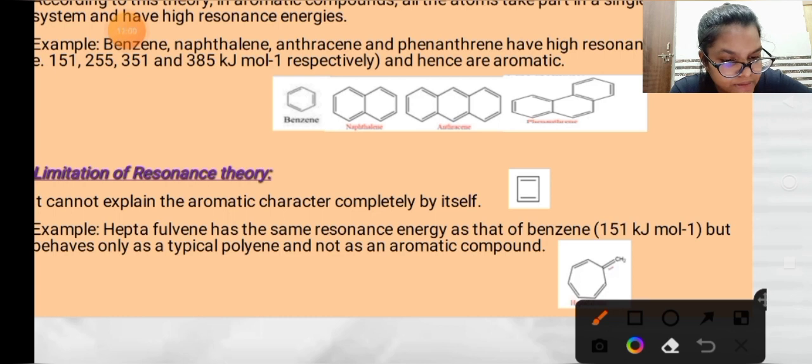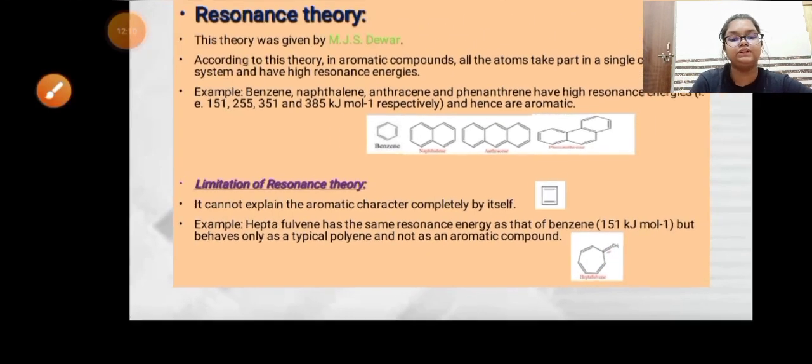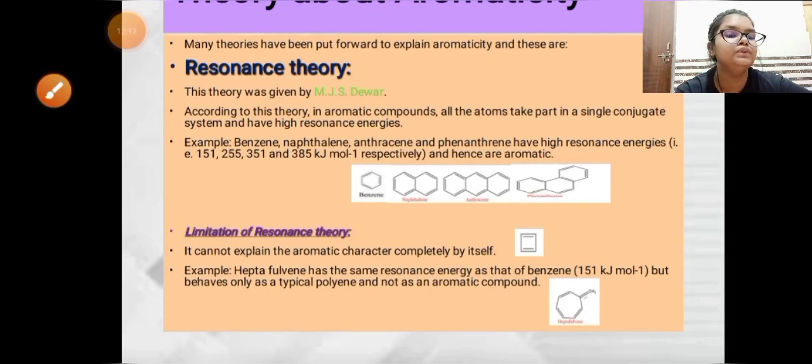Here in heptafulvene, you can see that double, single, double, single, double, single, double, single bonds are present alternatively, yet these are not aromatic compounds. Even though they have similar energy to that of benzene, which is 155 kilojoules per mole, it is a typical polyene and not an aromatic compound.